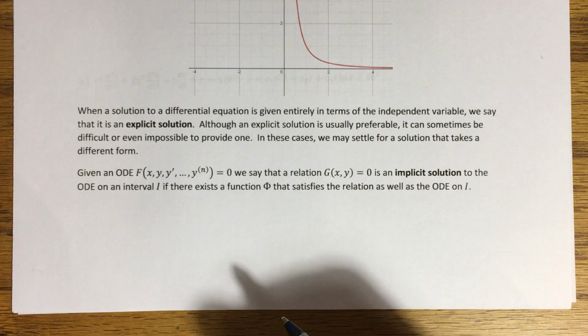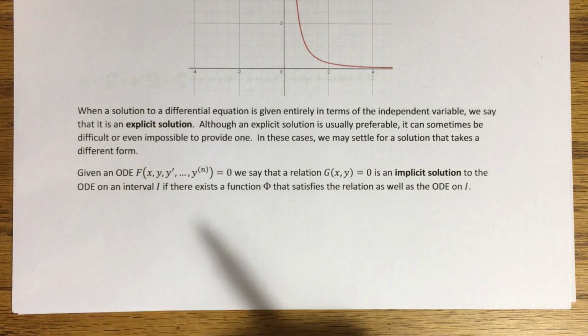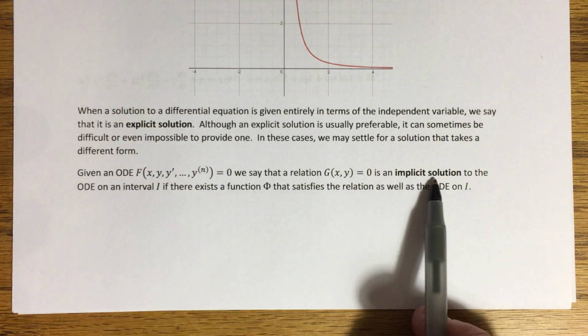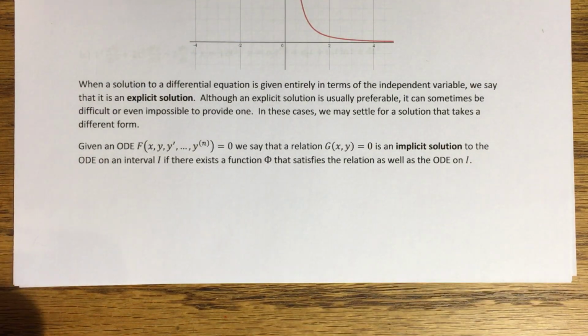And so for that reason, we sometimes have to be satisfied with finding a solution that comes in a different form, namely an implicit solution. Now this should be familiar from Calculus 1. You talk about implicit differentiation. So what do we mean when we say an implicit solution?